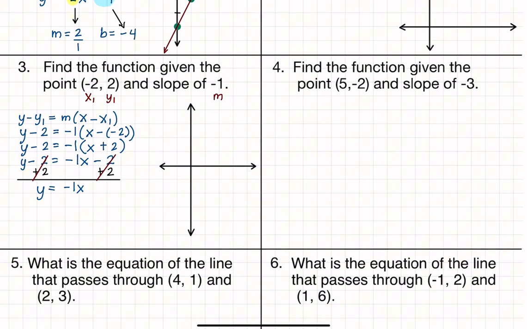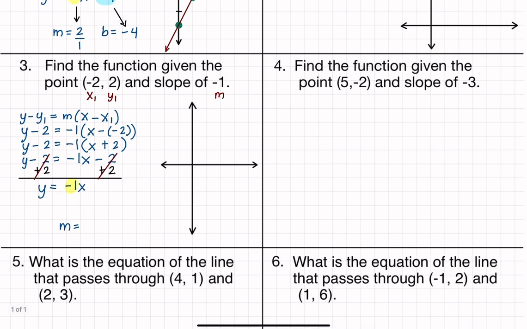So let's determine our slope. Our slope is the number beside x. So we have negative 1. Since there's no denominator, it's automatically 1. And do you see any y-intercept here? No, very good. So since there's no y-intercept, it is 0.